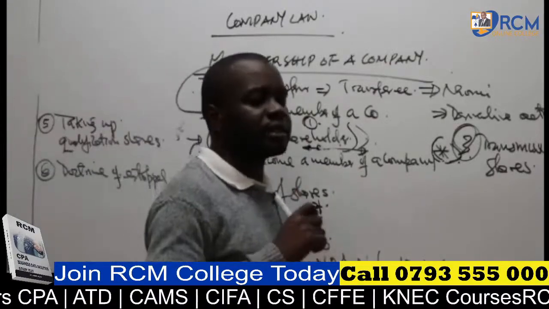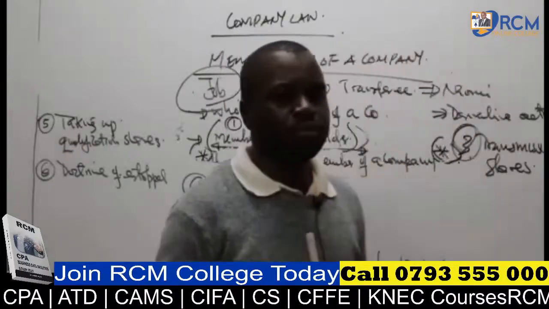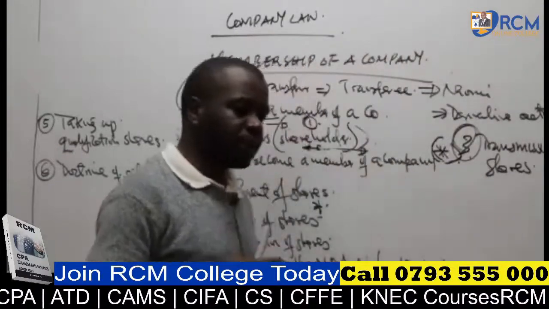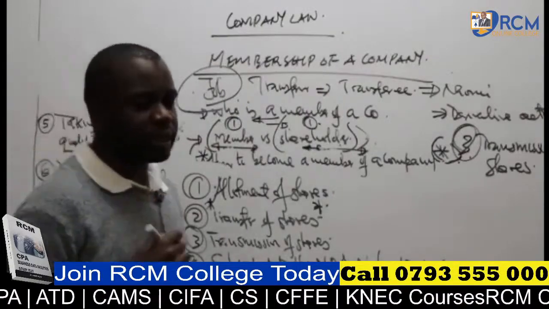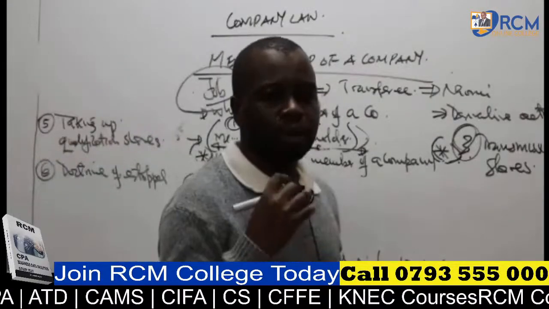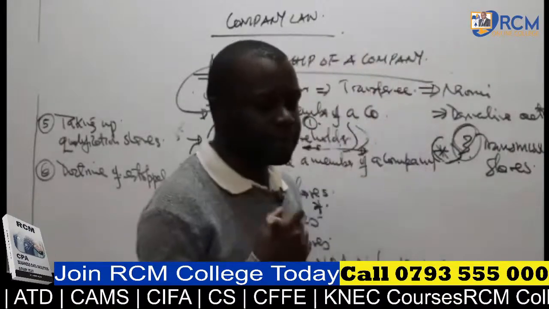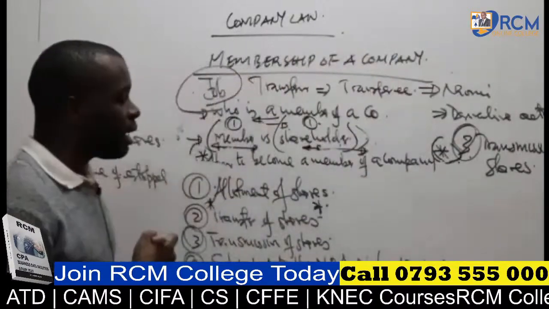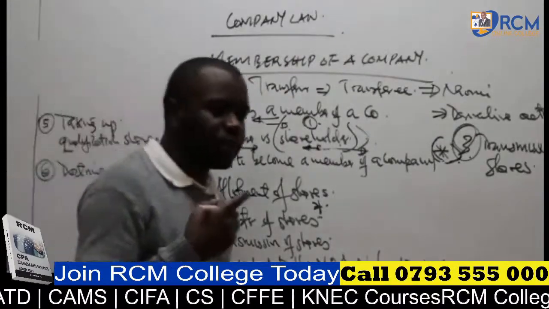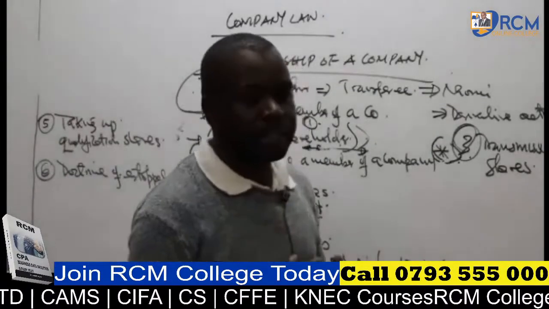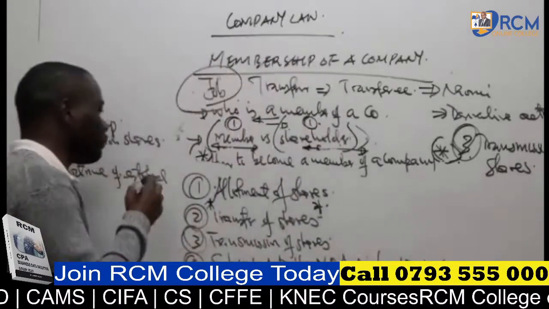Qualification shares are simply shares that are normally taken up by a person appointed to be a director of the company. Financial prudence requires that when you're appointed as a director of a company, you take up some shares in the company. You become a part owner. Remember, you are appointed director by the shareholders, and you'll be safeguarding the interest of the shareholders.